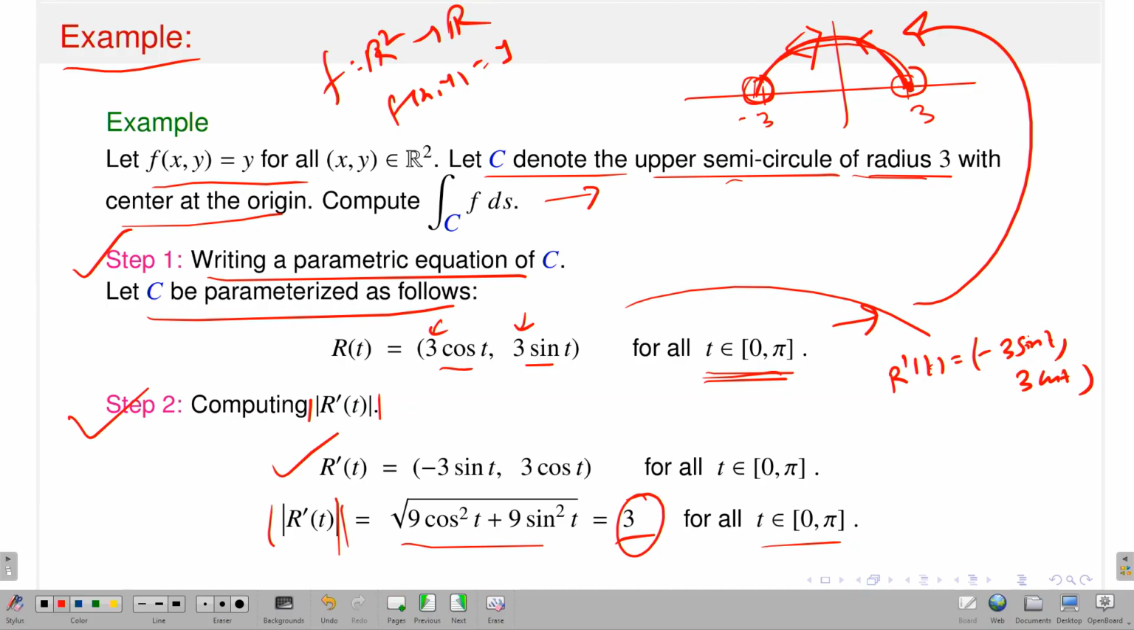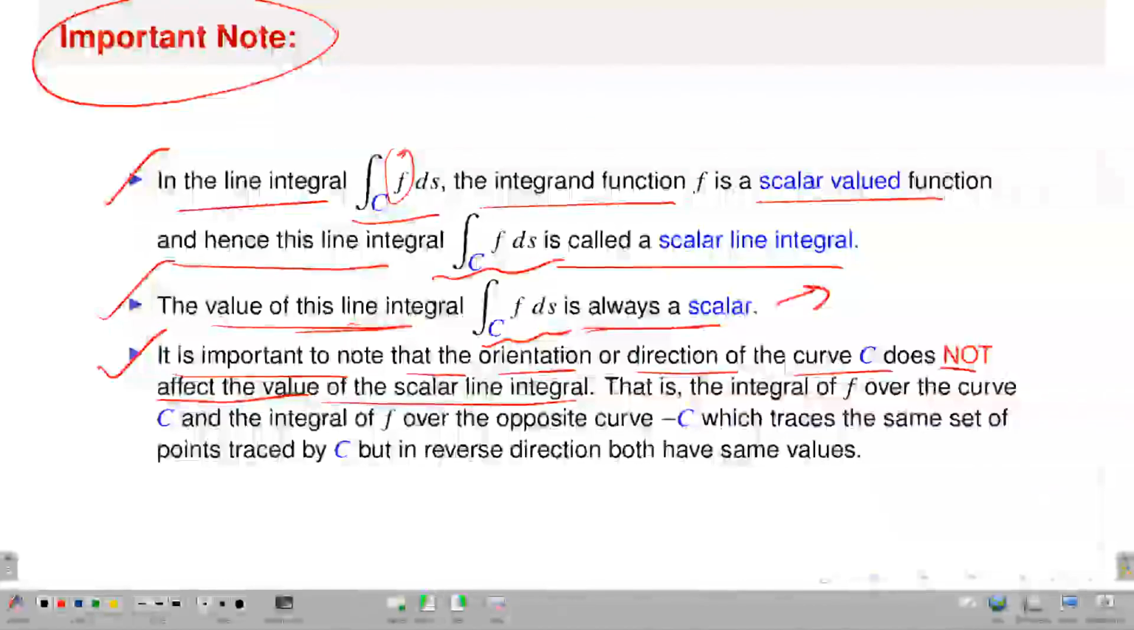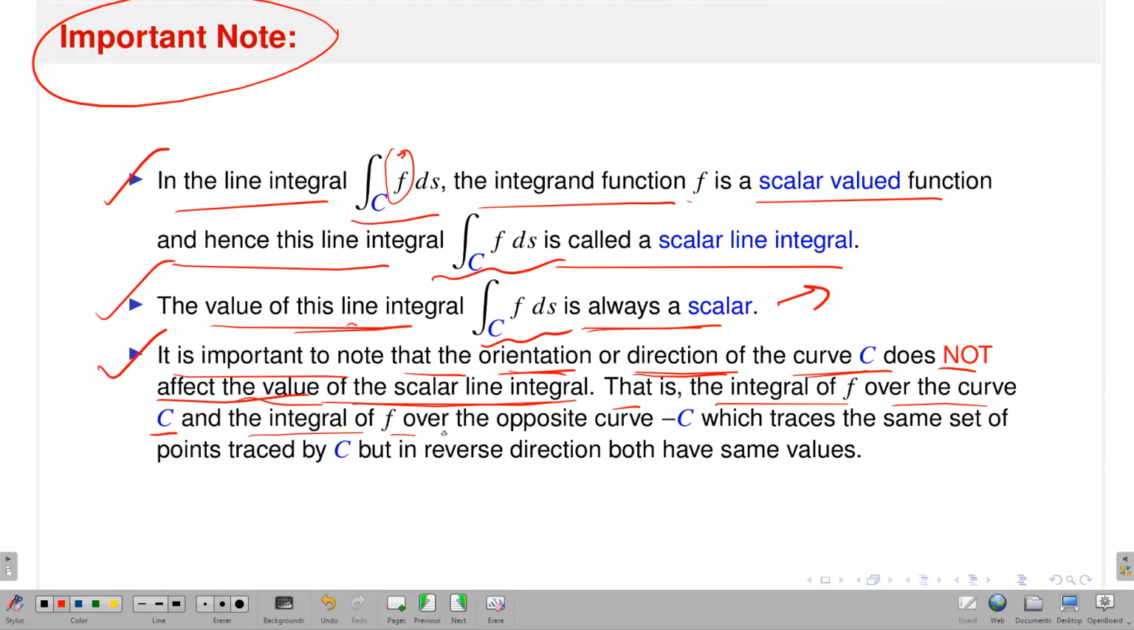Now, if I change the direction of my curve C, will it change the value of the line integral? The answer is no. That is exactly the point. The orientation or direction of the curve C does not affect the value of the scalar line integral. That is, the integral of f over the curve C and the integral of f over the opposite curve are the same. What is the meaning of the opposite curve? If I have a curve C, the opposite curve means I trace out the same set of points, but the direction changes.